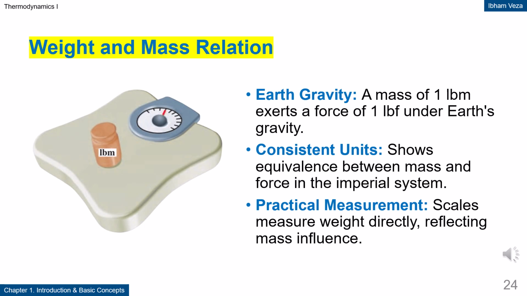Weight and mass relation. In the imperial system, a 1 lbm mass has a weight of 1 lbf under Earth's gravity. This often causes confusion between the concepts of mass and weight. A scale actually measures weight, not mass directly. This relationship is only valid under standard gravitational conditions. This example emphasizes the importance of distinguishing mass from force.